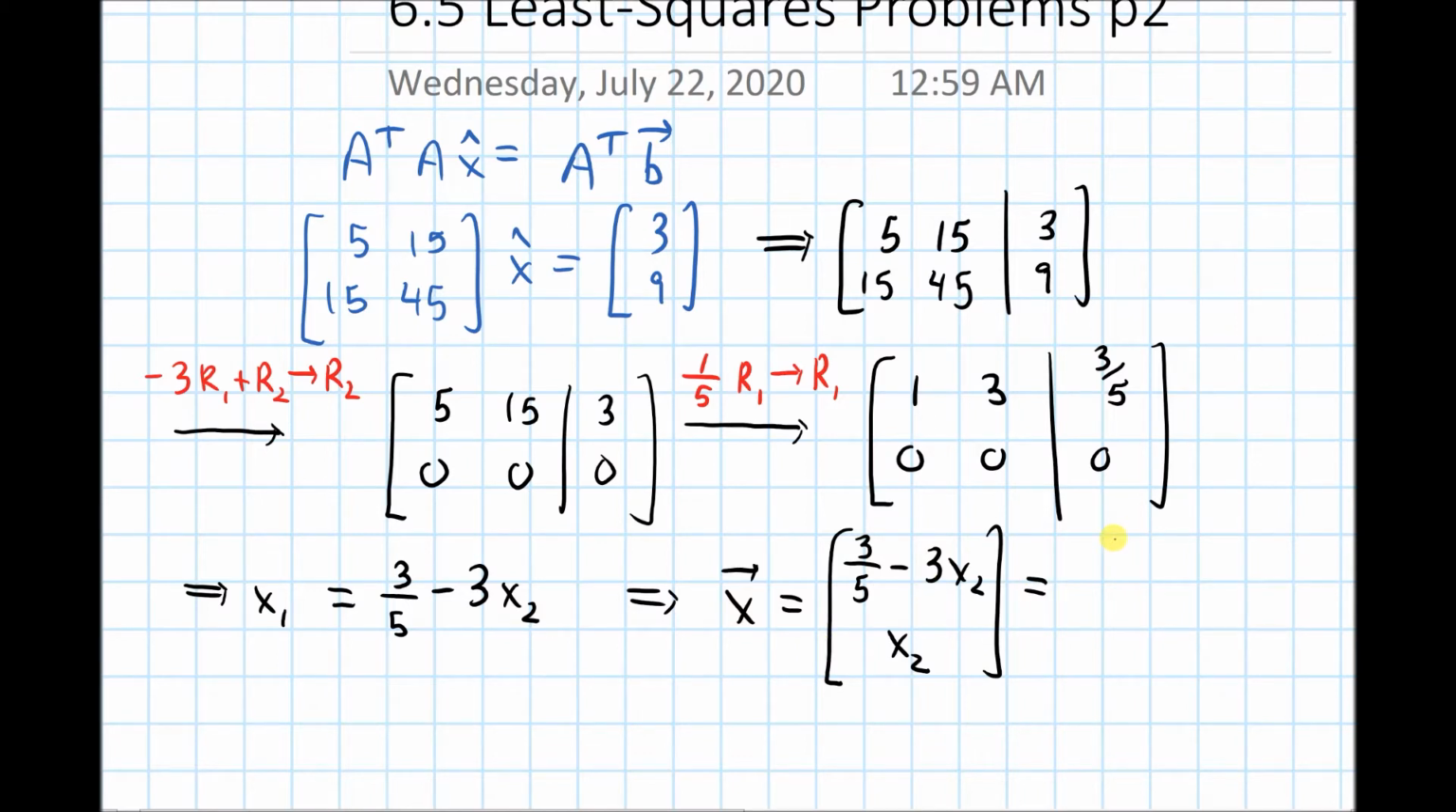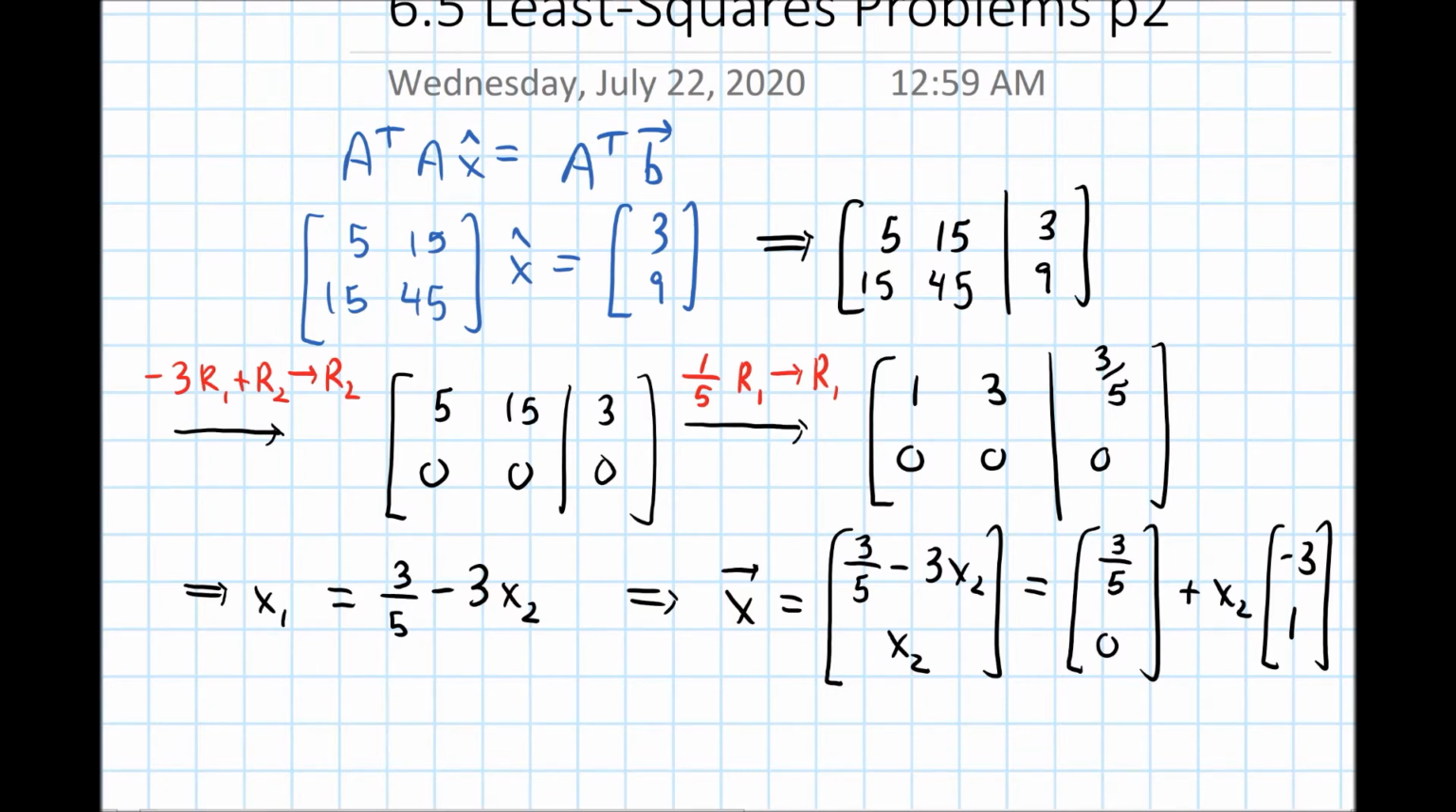And we'll get, first, all the constant terms. We have a 3/5 and 0. There's no constant term in the second entry. And then we'll have plus x2 times the vector with the coefficients of x2. And those are -3 and 1.